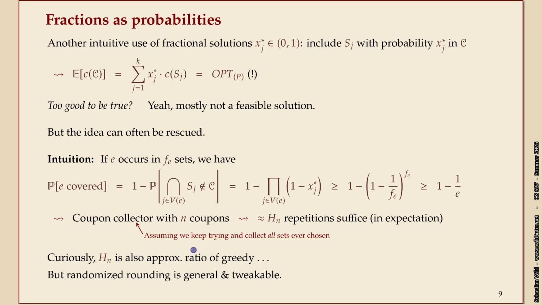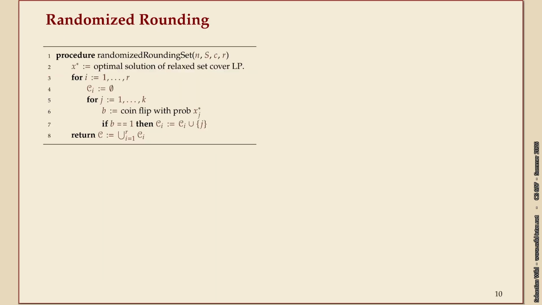And it's curious that this same harmonic number pops up. That term, if you remember, that was the approximation ratio of the greedy set cover algorithm. The reason to look at it again is that the methodology here is more general than set cover. So how can we make this work? In particular, we're using this randomized rounding from before and repeat it many times. So here R is the number of repetitions.